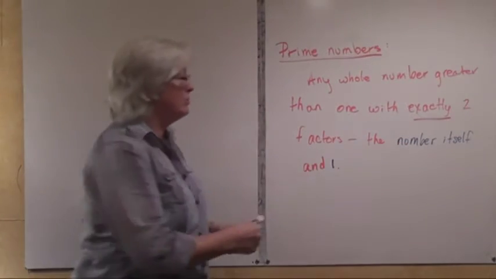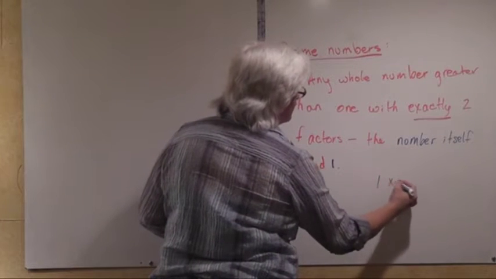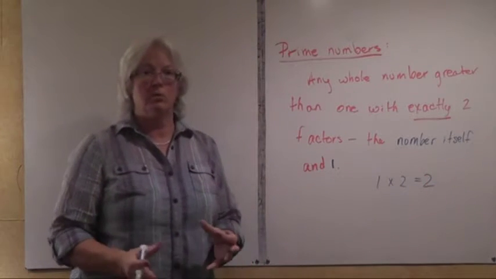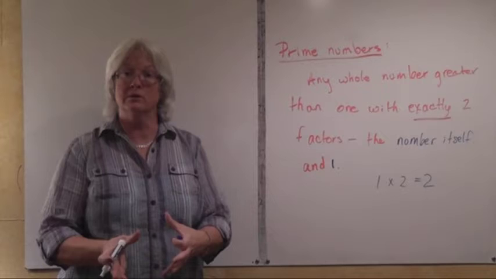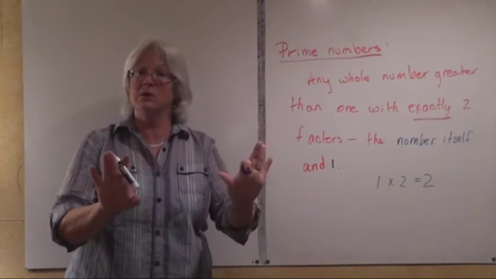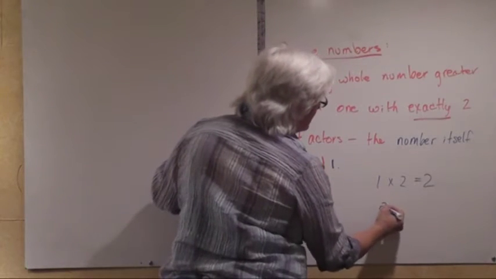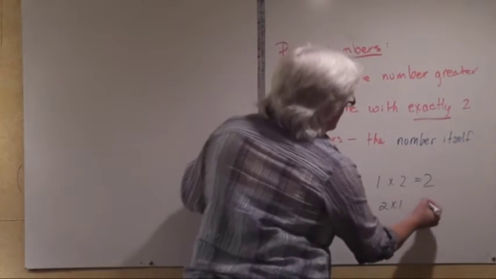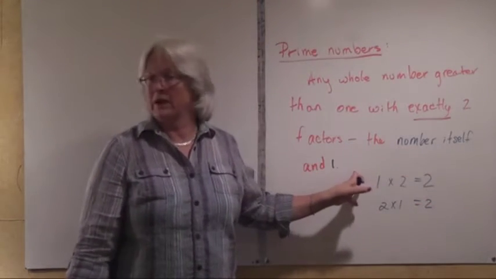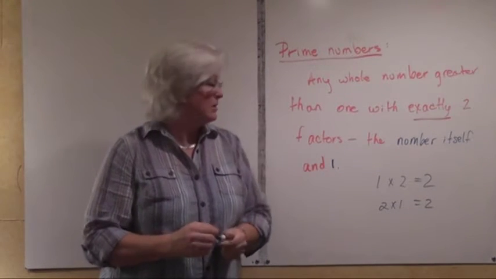So 2 then would be a prime number because the only two numbers that you can multiply together and end up with a product of 2 would be 1 times 2 is 2. Can you say 2 times 1? Well, yes, because multiplication is commutative. Doesn't matter what order those factors are in, but you still are only using two separate numbers to multiply together. It's 1 times 2. 1 and 2 are the only two factors.